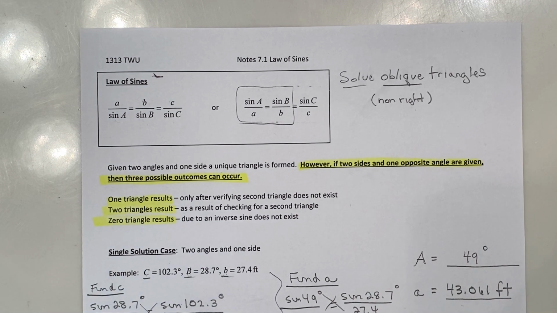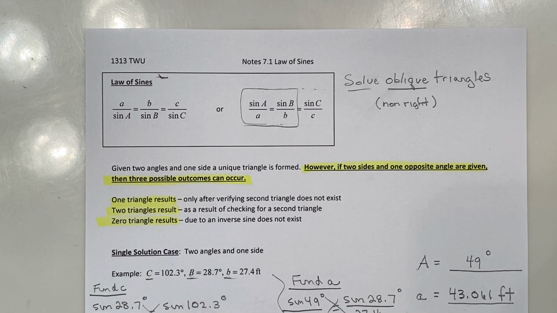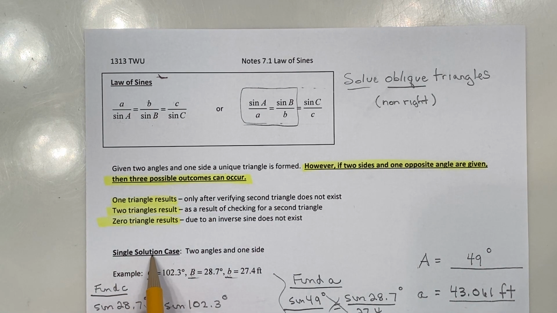And I'm just going to do a real quick check. Of the three angles, A, B, and C, C is the biggest angle, so side C should have the largest value. And side C is 55, and A and B are both smaller than 55. So I feel like I did everything good. All right, this is a single solution case because you were given two angles and one side.